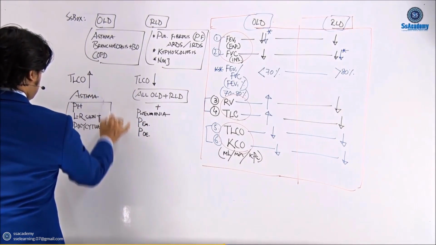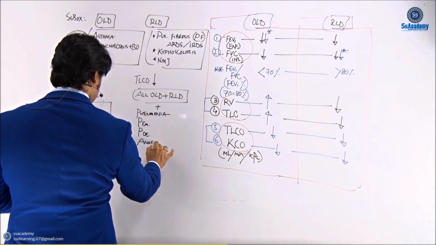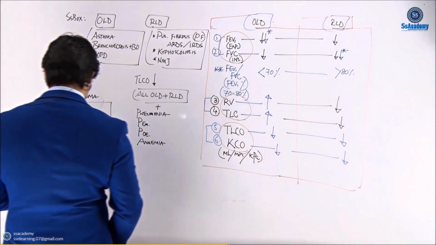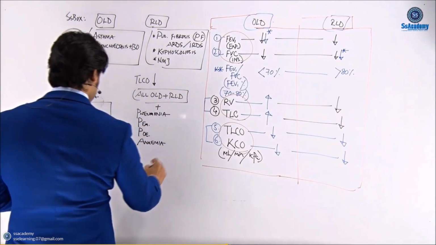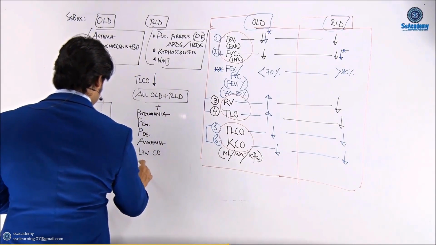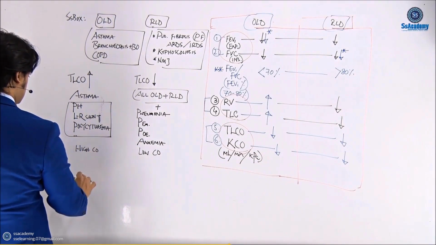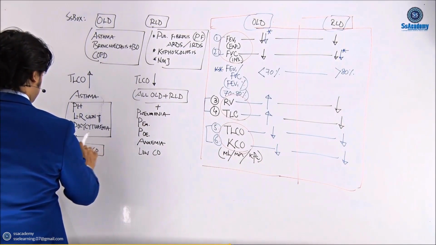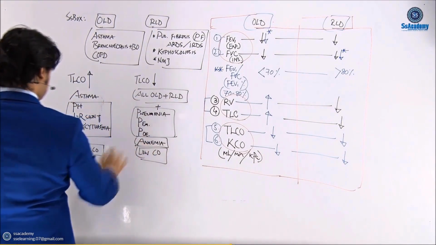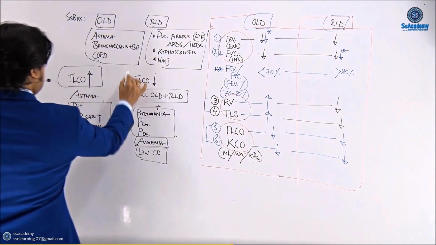So this is a bundle pack disease, and this is a bundle pack disease, also the anemia. We are writing here anemia. And we can write the low cardiac output. And we can write the high cardiac output here. A bundle pack, anemia, and this is the bundle pack. So then I can discuss more. So this is a box for the TLCO.